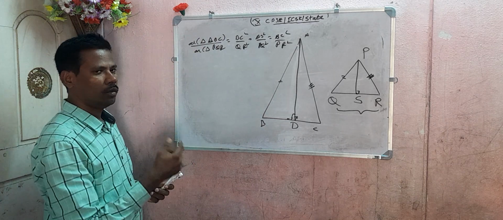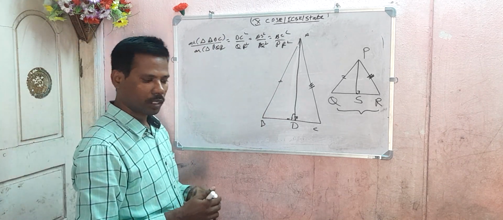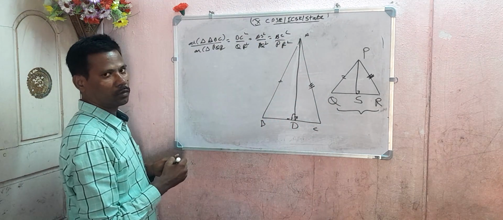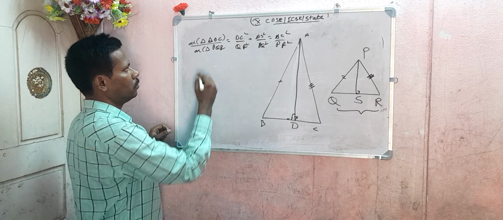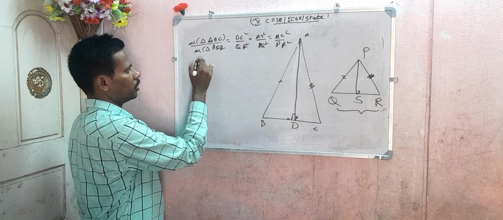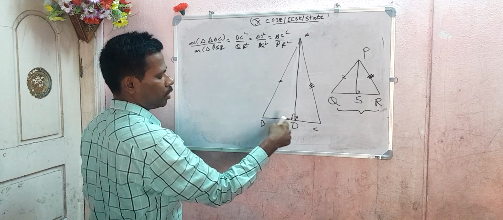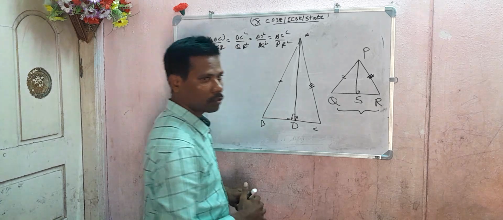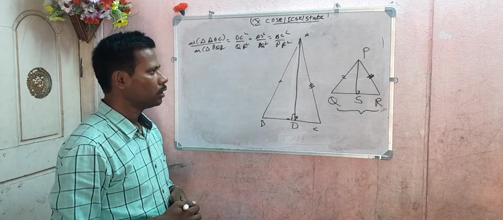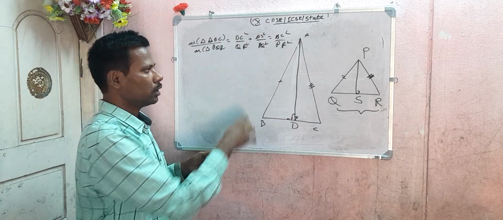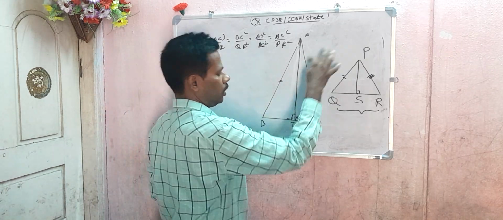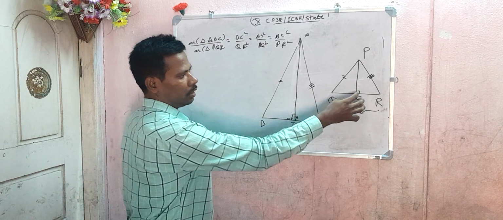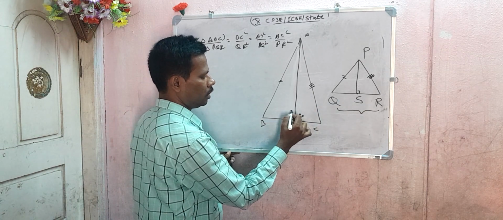So it is very simple and easy, one of the easiest theorems. Now construction. Draw AD perpendicular to BC. Draw PS perpendicular to QR. You can do it by construction. Next, I am just saying the construction. Draw AD perpendicular to BC. Draw PS perpendicular to QR. That means angle D and angle S here it is 90, here also 90.